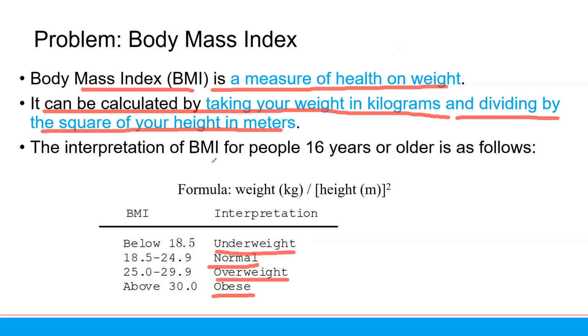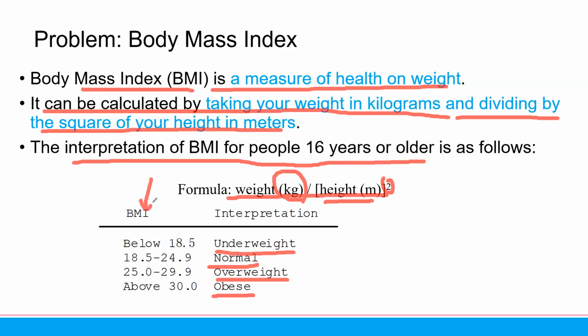So this is the formula, the interpretation of BMI for people 16 years or older. When you do the formula, weight in kilograms divided by height in meters squared, the value should be in between these numbers. And I want to let the user know the interpretation.